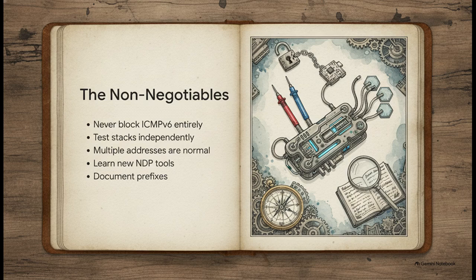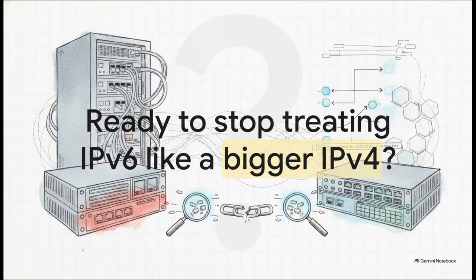Number 4, learn your new neighbor discovery tools. ip -6 neigh is about to become your new best friend. And finally, document your delegated prefixes. Because if your ISP decides to silently change your prefix, all of your static configurations are going to break with absolutely zero warning.